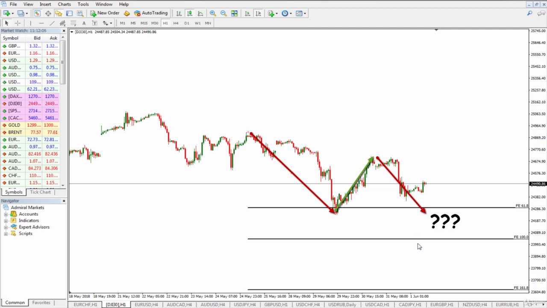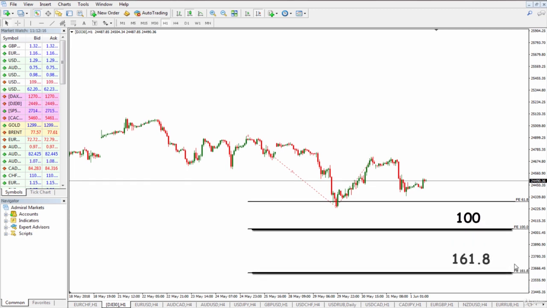In this case, Fibonacci expansion tells us that the price could decline to this first level marked with the number 100 or to the other numbered 161.8, and then there could be a reversal in the direction of the price movement. As I explained when we did the Fibonacci extension, this tool is also used to determine the profit targets.